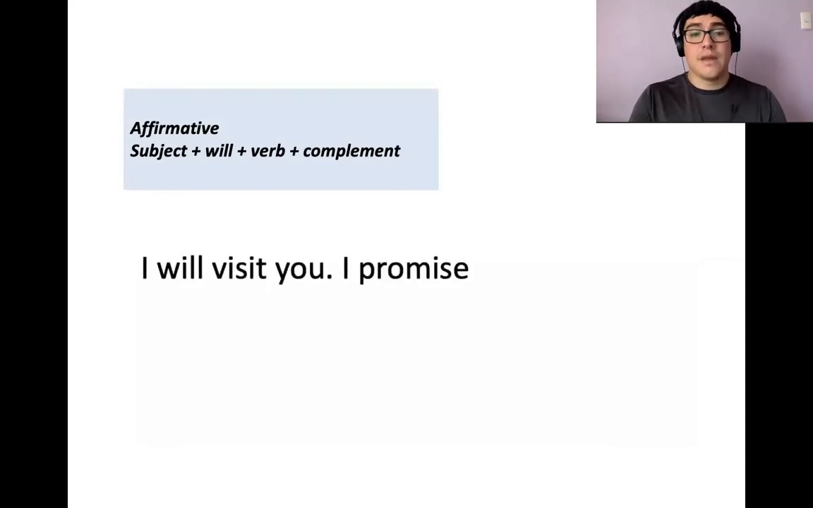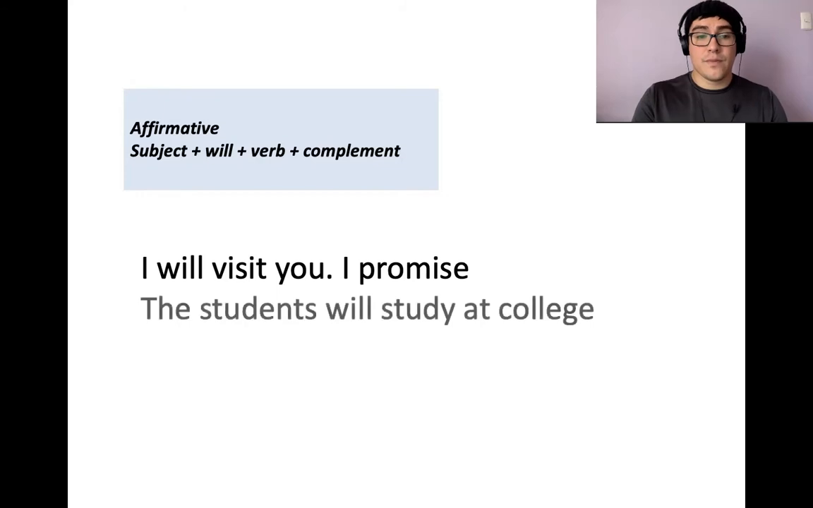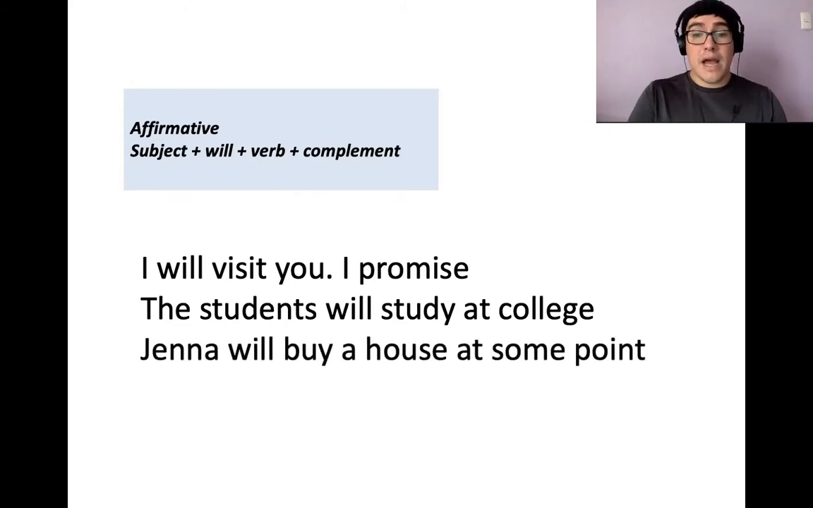For example, I will visit you, I promise. This is a promise, so in this case we have to use will. The students will study at college. This is something about the future, but we are not very sure about this. It's a possibility. Jenna will buy a house at some point. This is also a possibility. We're not very sure of when it's going to happen and where it's going to happen. So we use will in this case.